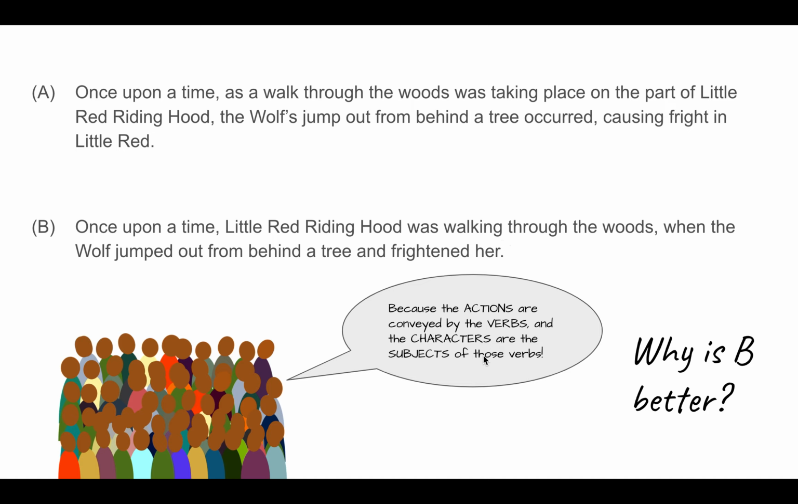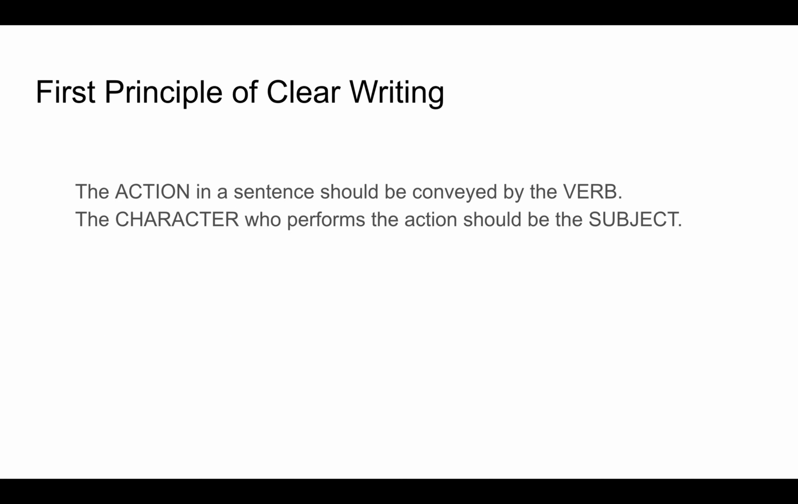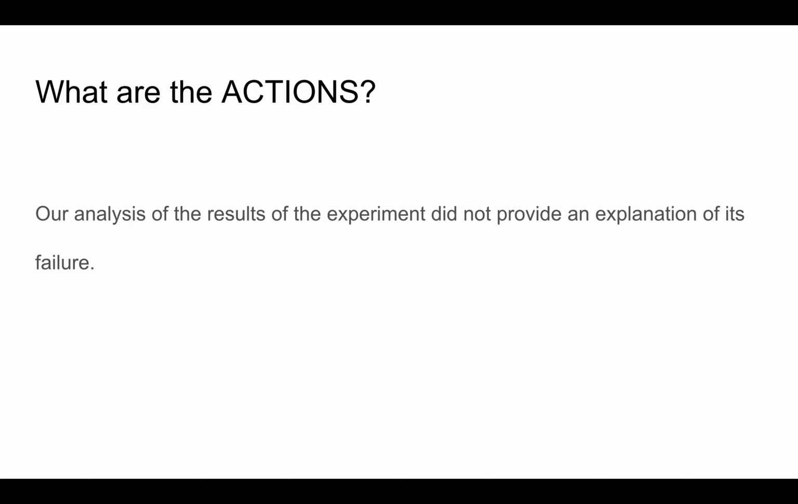Okay? So that's the rationale. That is the basic principle that we're looking at today. If we want to make our writing more clear, then we should try to do this. We should try to make sure that the action in our sentence, whatever that action may be, is conveyed by the verb. Okay? And that the character who's performing that action should also be the subject of the sentence, the grammatical subject of that sentence. Okay? All right.